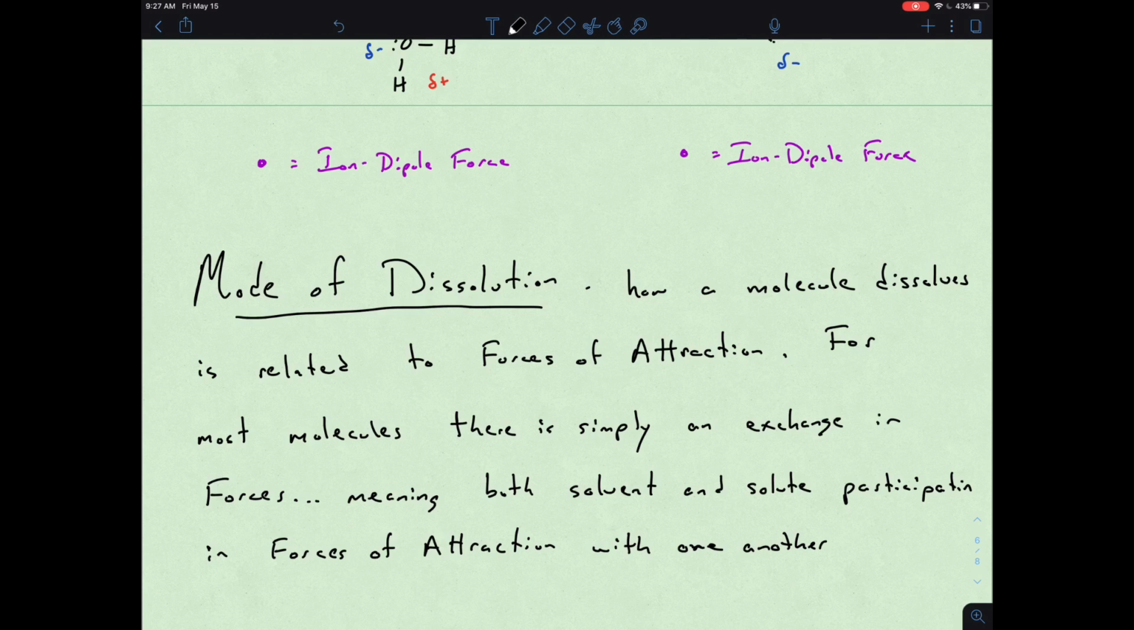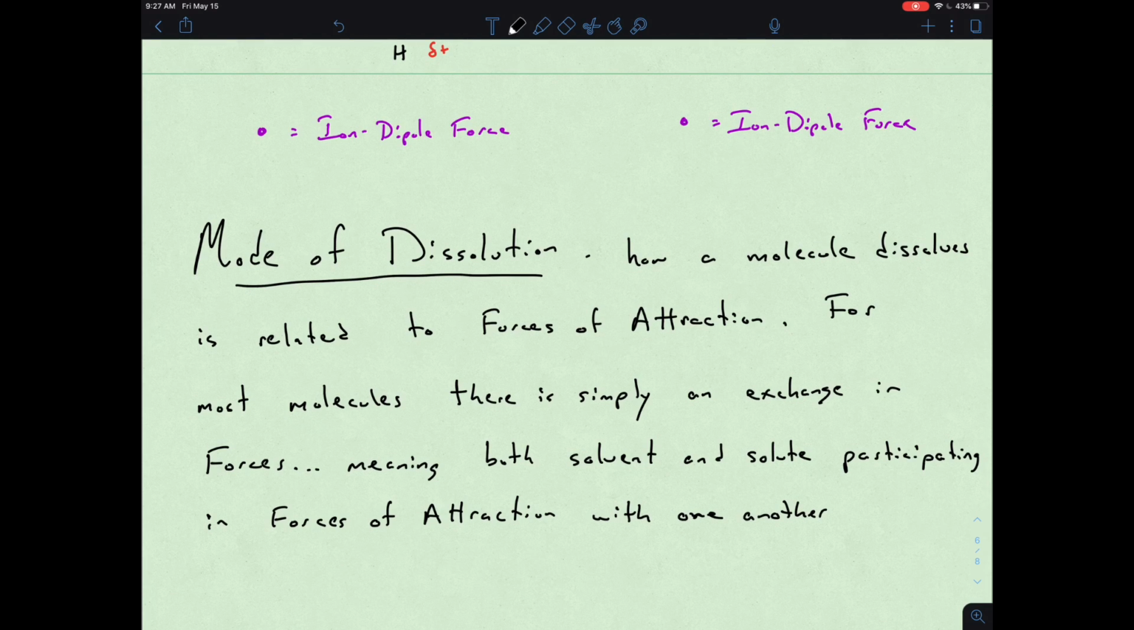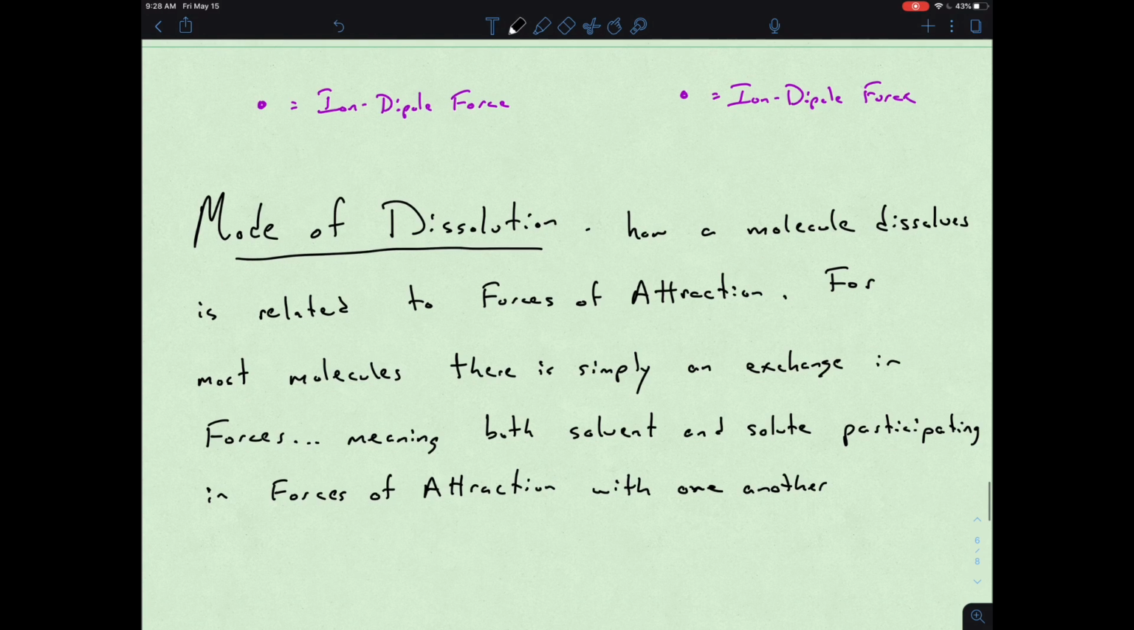So in that first example of methanol and water, the methanol by itself is hydrogen bonding by itself. The water by itself is hydrogen bonding by itself. We put them together, now we find that they're hydrogen bonding with each other, with both the solute and the solvent. And that comes back to our like dissolves like scenario. So meaning that both solvent and solute participate in forces of attraction with one another, and the solute dissolves.